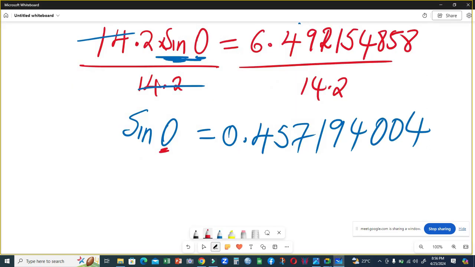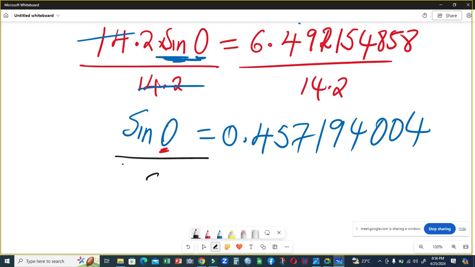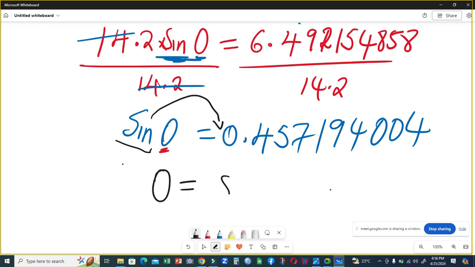So here, guys, you are not supposed to divide sine throughout. Please don't do that. What I've written, what are you supposed to do? You're supposed to bring this sine to this side. Once you bring sine this side, it will change into sine inverse. So it means that O is equal to sine inverse.